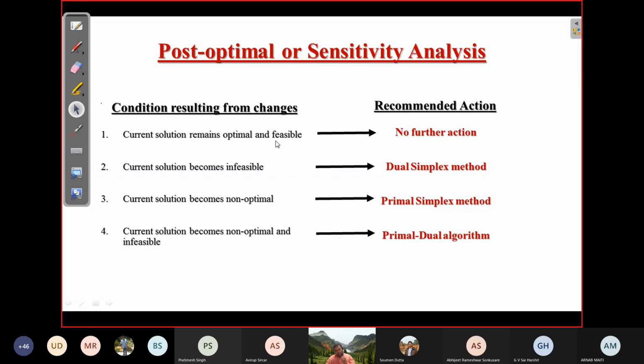So the current optimal solution will become an infeasible solution for that case. And now you have to find the new optimal solution. You know that if you are given an infeasible solution, then you know how to find the optimal solution. How? By applying the dual simplex method, because you are given an initial infeasible solution, right? Second point is clear?